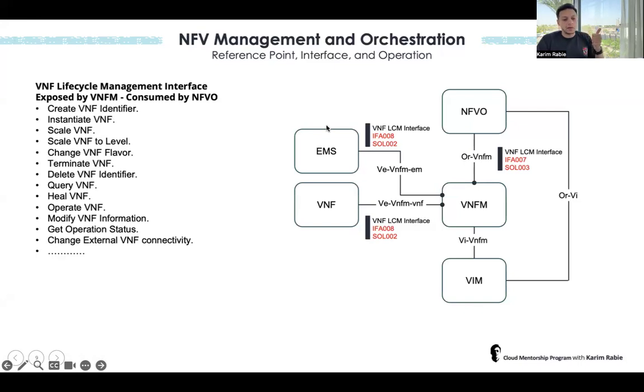Okay, there's a good question. What are IFA and SOL? IFA is the interface and architecture group. SOL is the solutions group, and that's the naming ETSI NFV is using. IFA is what maps to stage 2 in 3GPP. That's where you get the logic, the flows, and what we call the information model, like how the data is structured.